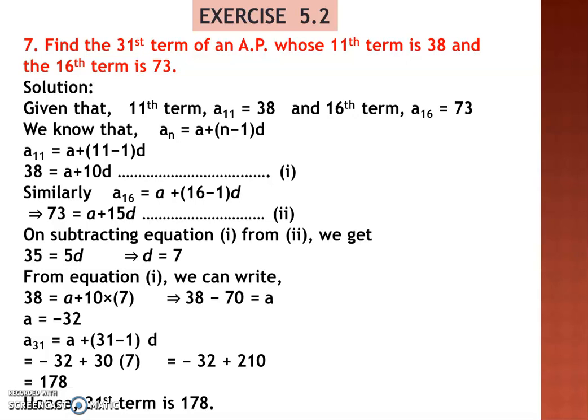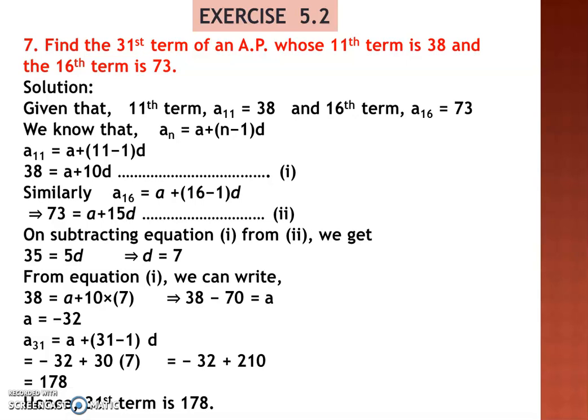AN is the general way of writing the nth term of an AP. That is A plus (N minus 1)D. That is the formula for finding nth term of an AP. So if you have the 5th term, it will be A plus (5 minus 1)D, that is A plus 4D. If you are finding the 7th term, it will be A plus 6D and so on.